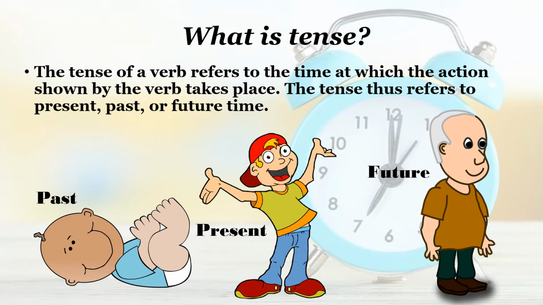For learning the tenses, first of all we have to make our concept clear about what is tense. The tense of a verb refers to the time at which the action shown by the verb takes place. Basically, it is showing the time at which the action is performed. The tense thus refers to present, past or future time. There are 3 types of tenses: present tense, past tense and the future tense. These pictures are clear enough to show what is past, what is present and what is future.